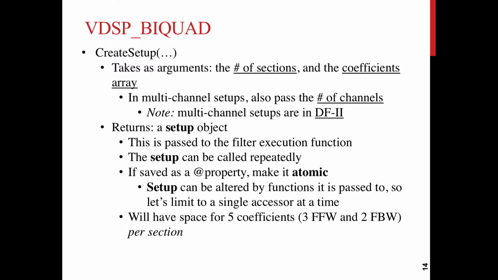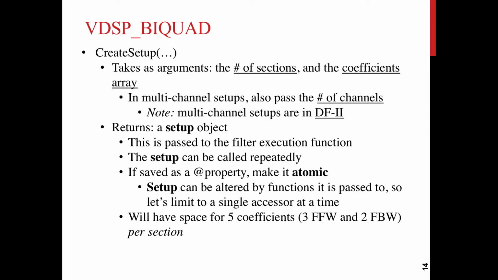Okay, so the create setup function is going to return a setup object, and we're going to pass that into the filter every time we want to execute the filter. And the setup can be called repeatedly. So we're going to go ahead and make this a property and just save it to our class here. And we're going to make it atomic so that as it's being passed into a function for execution, it can't be simultaneously changed by another call. All right, so we're going to make it atomic, so it can only be accessed by one accessor at a time.